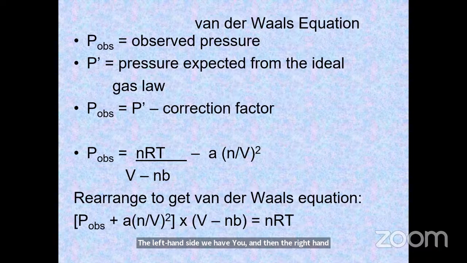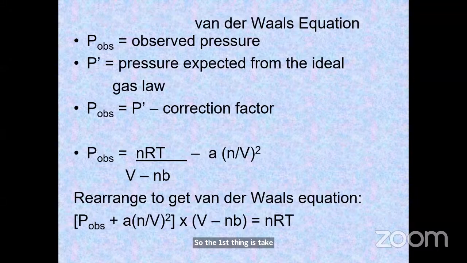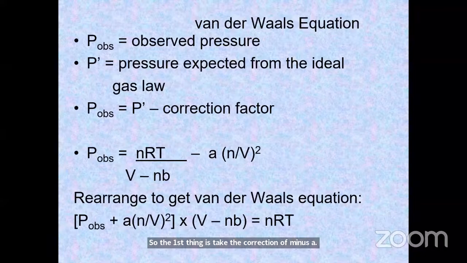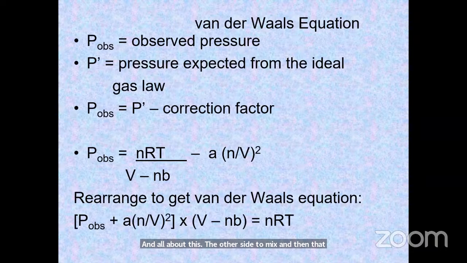So the first thing is to take the correction factor, minus a n squared over V squared, to the other side to meet the P observed. And that is why it is added here. So what is left on the right-hand side will now be nRT over V minus nb.